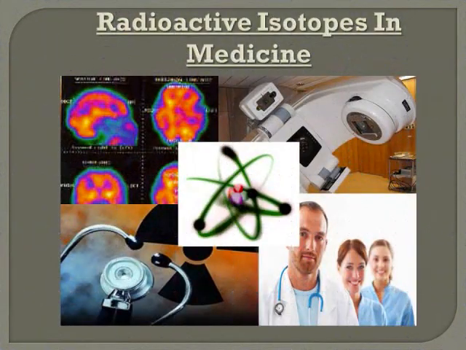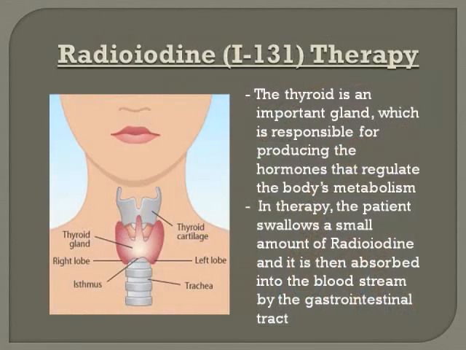And to end the show today, we have a PowerPoint presentation about radioactive isotopes and their uses. The thyroid gland is an important gland in the body of every human being because it is responsible for producing the hormones that regulate the body's metabolism, which is the rate at which we burn up food. So essentially, it is important because it controls our weight and body image.